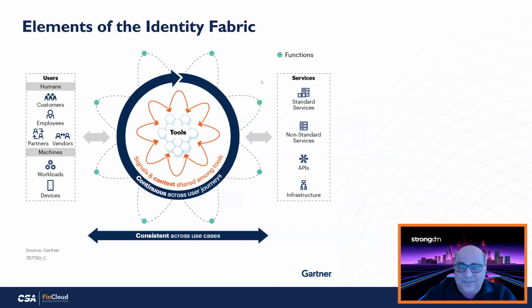The exciting thing about this is we're not the only ones with this vision. What we see are folks like Gartner who are promoting the idea of an identity fabric. And the identity fabric really is about sharing signals and context among all of the different tools that may be present in an enterprise for access to any of the services that may be present in an enterprise from both humans and workloads.